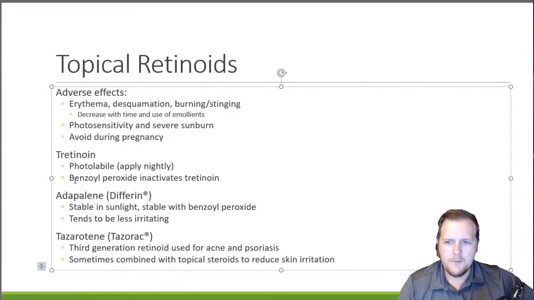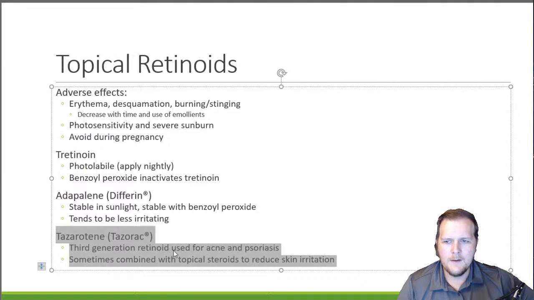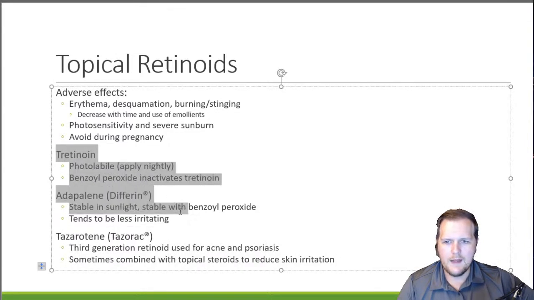You could step it up a little bit, and then we have things like adapalene, which is prescription only, I believe. This is stable in sunlight and also stable with benzoyl peroxide. It tends to be a little less irritating than tretinoin itself, so that could be another benefit. And then for even some severe cases, we have a product called tazarotene, which is like a third generation retinoid, typically used for more severe cases of acne or psoriasis, where you're looking for the anti-inflammatory effects. Sometimes we'll even use it in combination with topical steroids for really severe inflammation. Most patients are not going to get up to this point. They'll probably be using either the tretinoin or the adapalene for the most part.